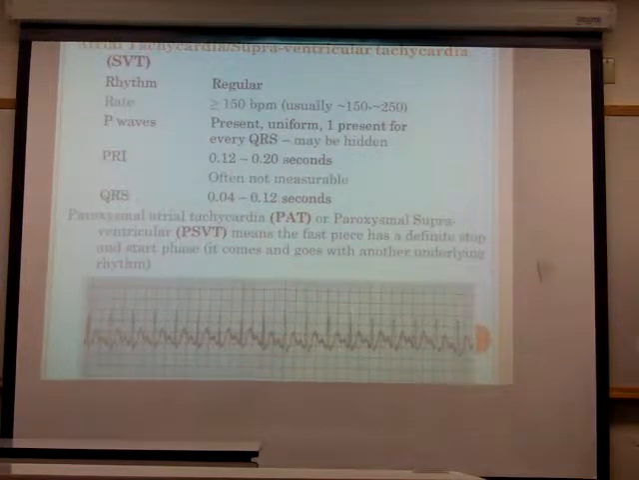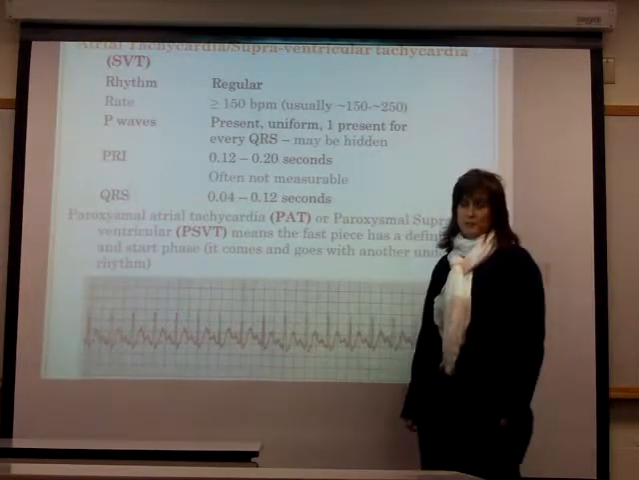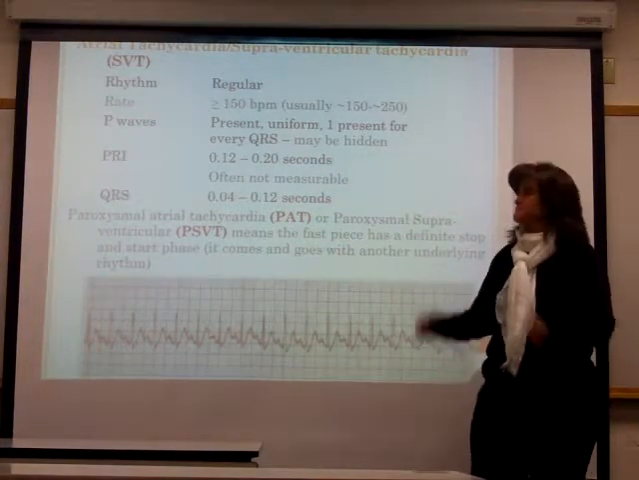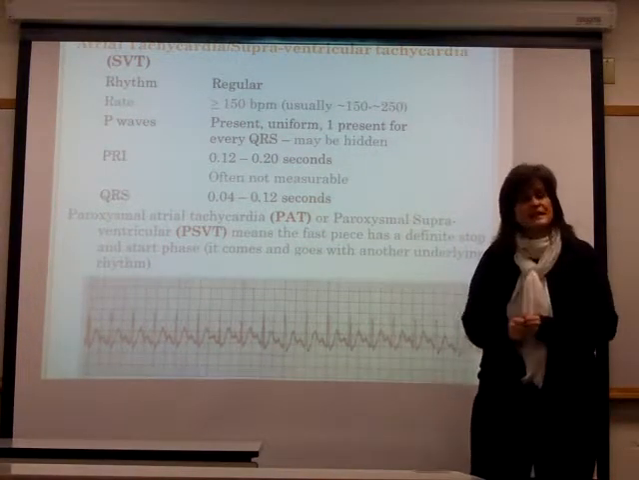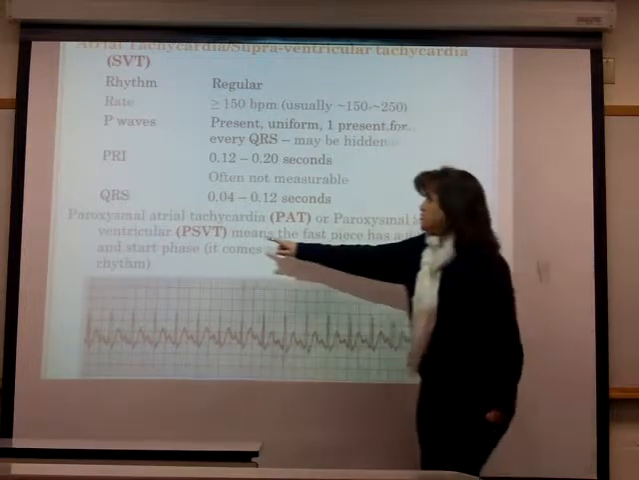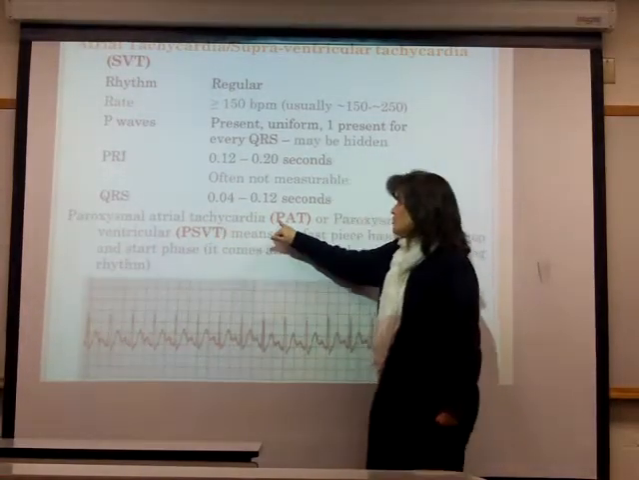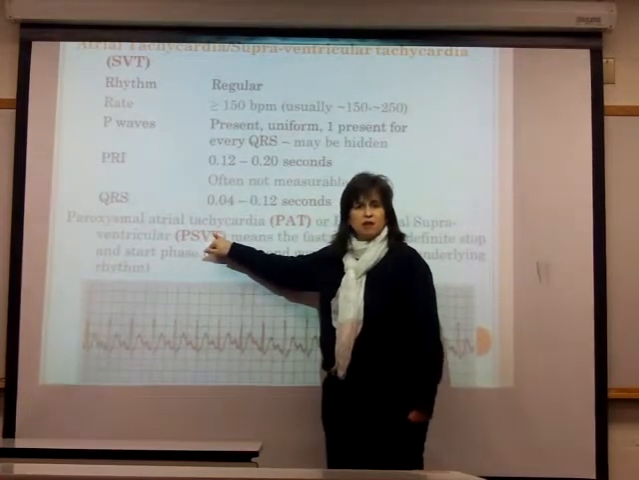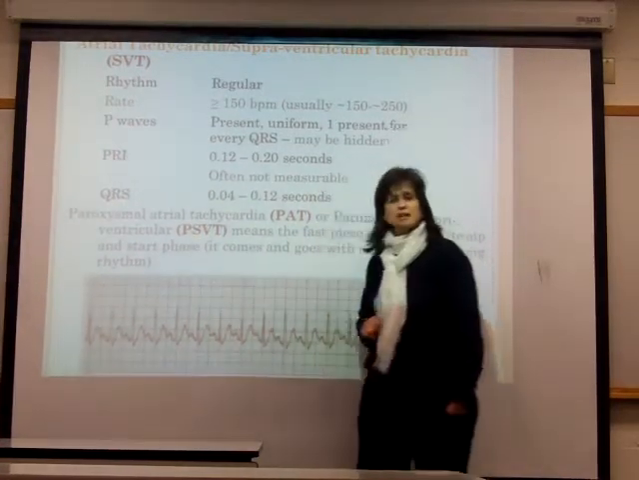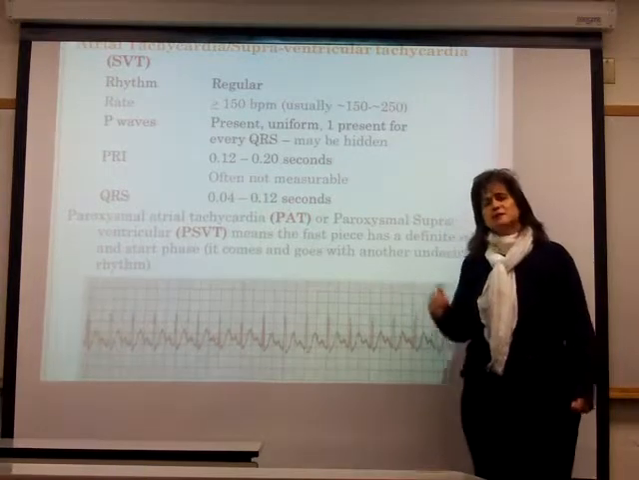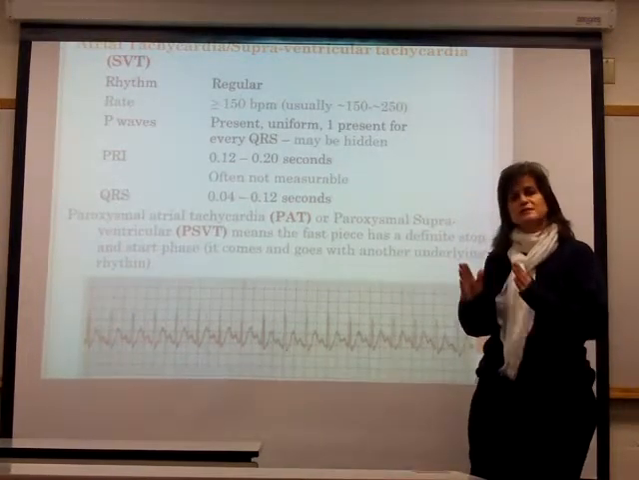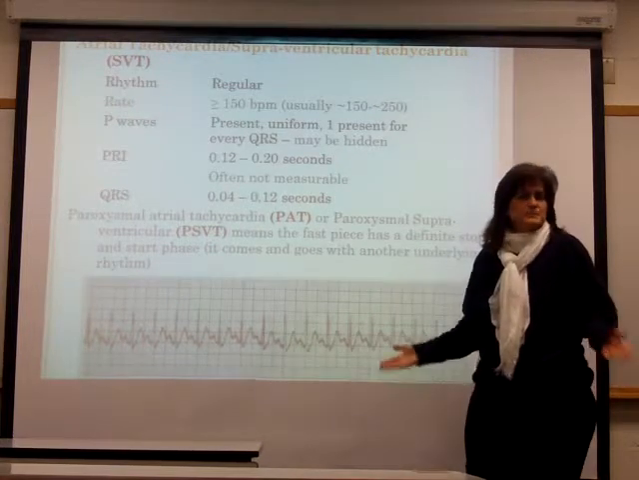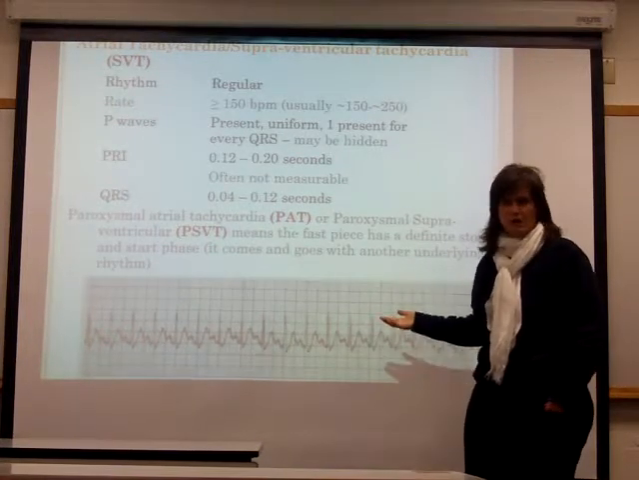Now, the last thing we're going to talk about is SVT, or supraventricular tachycardia. Sometimes it's called atrial tachycardia. Sometimes you will also see a P in front of the SVT. So it can be PSVT or PAT. Atrial tach and supraventricular tachycardia are synonymous terms. The P in front of it stands for paroxysmal. Paroxysmal means it comes and goes. So you'll see runs of it and then runs of the normal rhythm, runs of it. So if you see PAT or PSVT, that's what you're talking about.